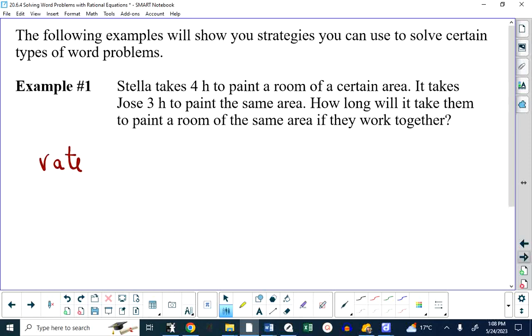And if we take a look at the rate for Stella, Stella has a rate of 1 room per 4 hours. That's the rate at which she can paint. She can paint a room every 4 hours. And if you take a look at Jose, Jose can paint a room, 1 room, in 3 hours. And you know, the bottom line is a rate is found by taking the number of the things divided by the time.